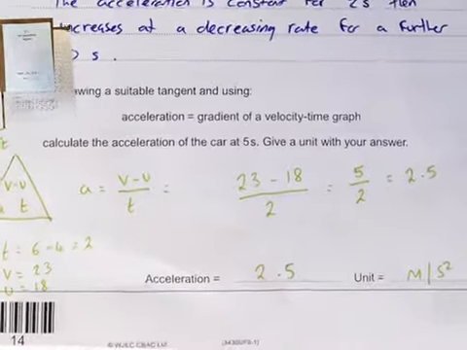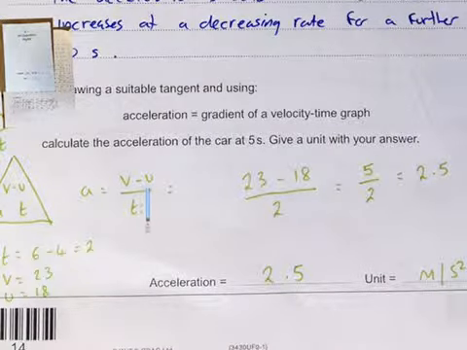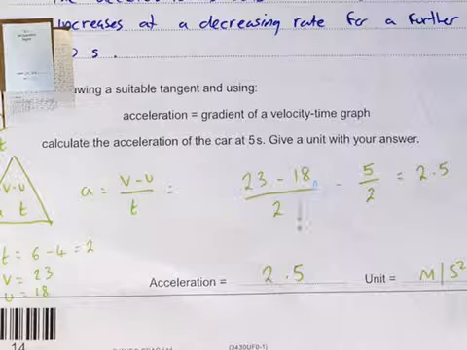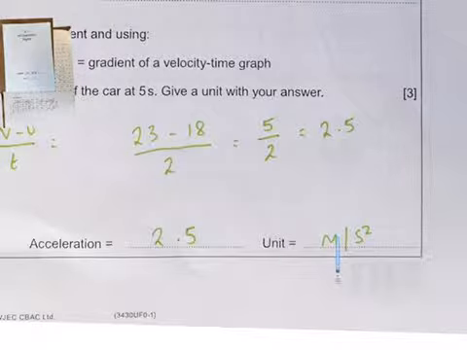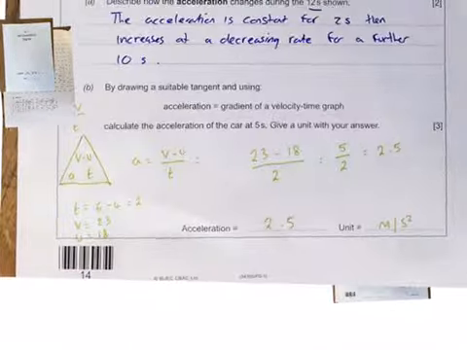So when I plug that into the formula, the v minus u is 23 minus 18 over my time difference, which is 2, and that gives me 5 over 2, which is 2.5 meters per second. It wants the units as well, meters per second squared, because acceleration is meters per second, and that's why it's squared.